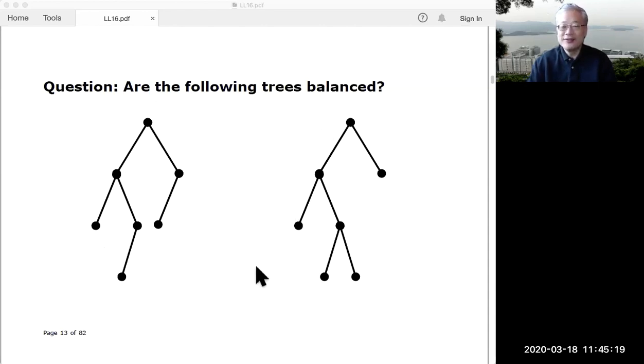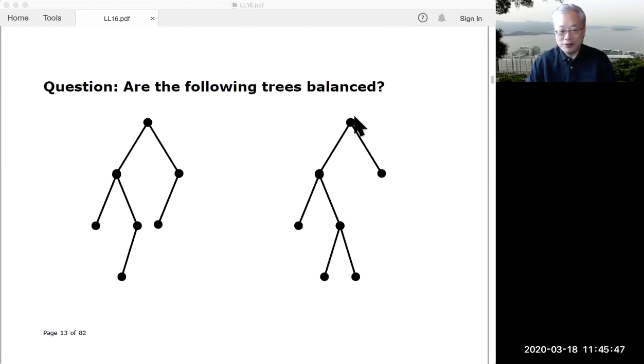Then how about this one? Is it balanced? No. Well, okay, good. Which node has a problem? The right child of the root and the root. Okay. Now, the right child of the root has no problem, right? Because it has only two empty subtrees, so no problem.